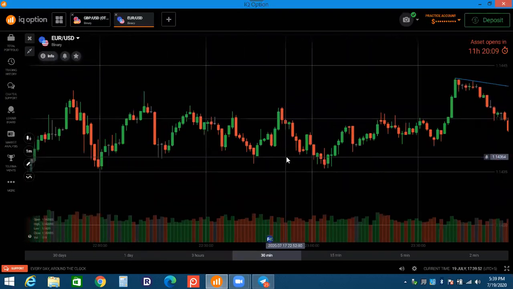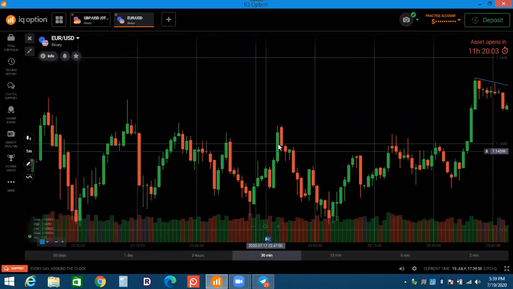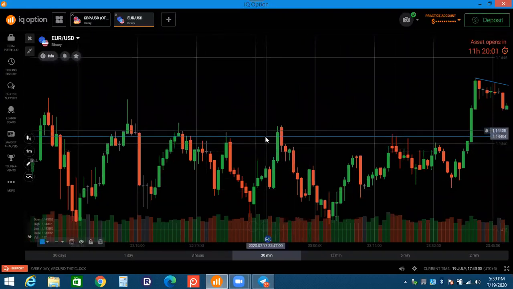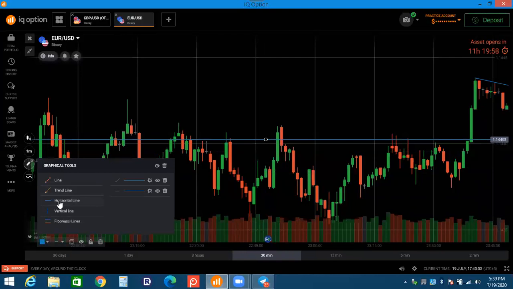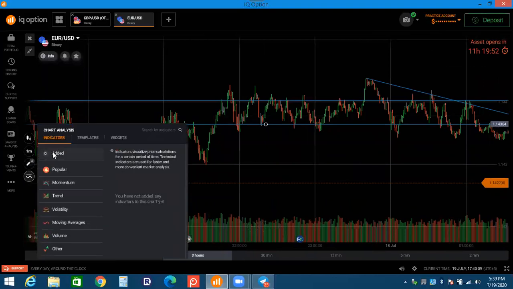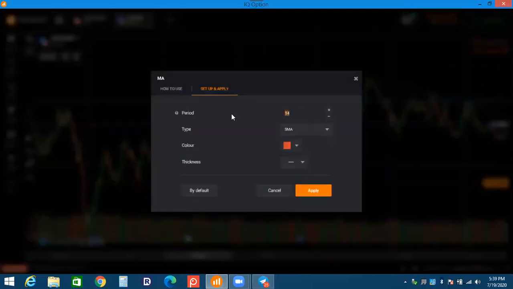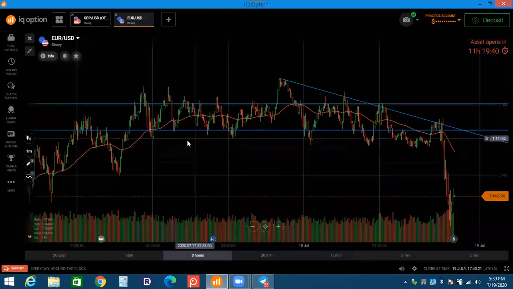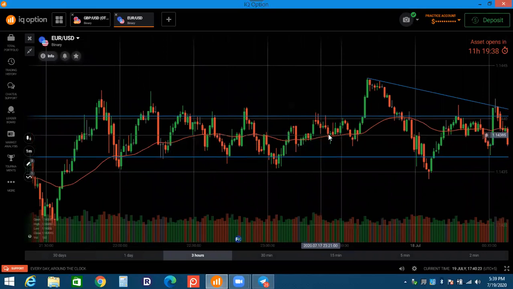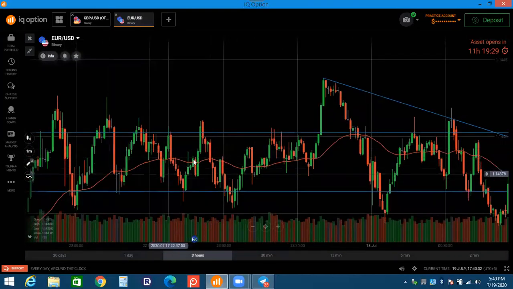A range market is like here, when you find all the waves, all the lines, are equal to each other. This type of market is a range market. In a range market, you can use the ADX indicator or the 50 moving average. If you see the candles are around the 50 moving average, then you can consider it a range market. So here, the 50 moving average is between the waves. It's showing there is no trend. It's just a range market.